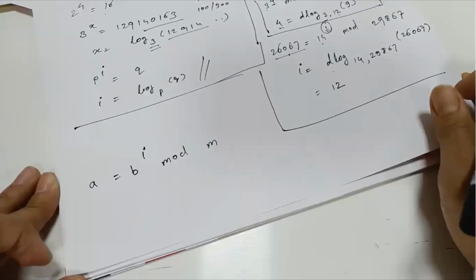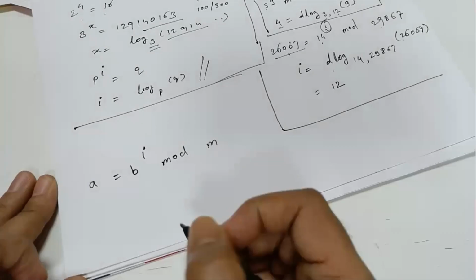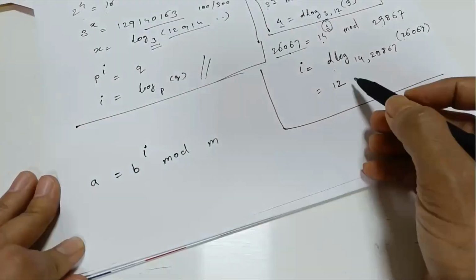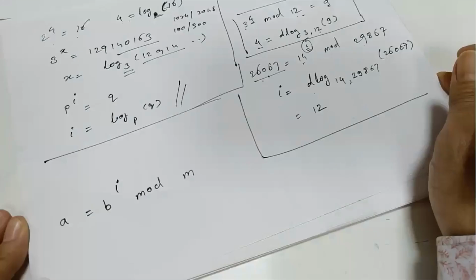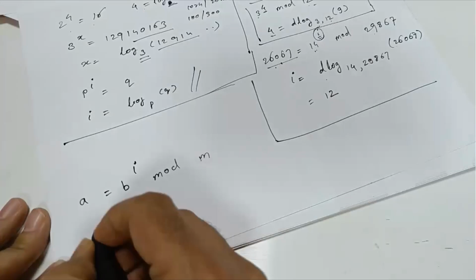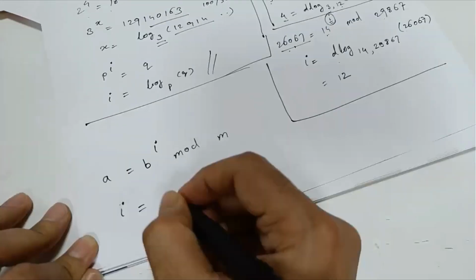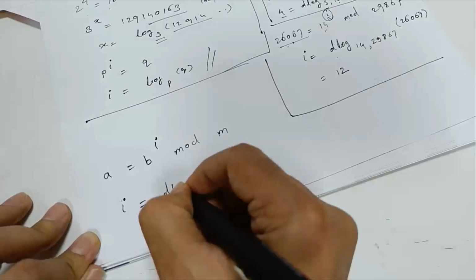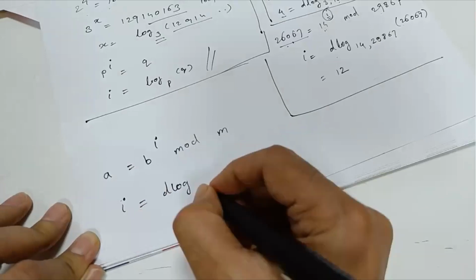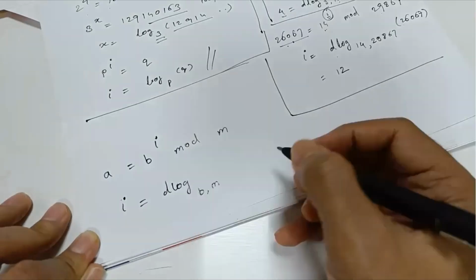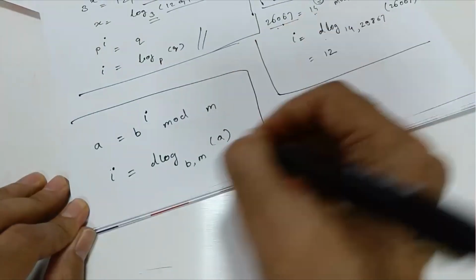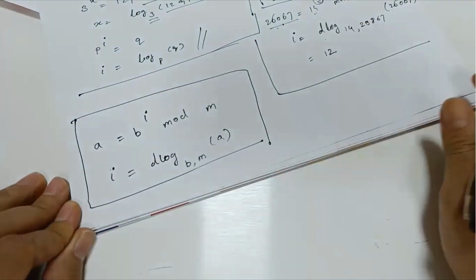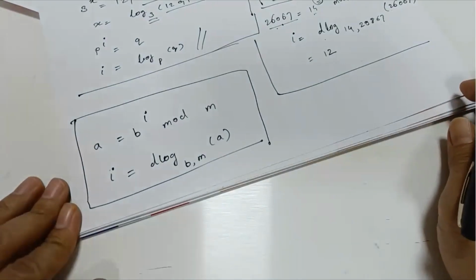Sorry, it was not on the screen. I'm just trying to generalize these terms. I'm giving this as A, this as B, this as I, and this as M. In that case, I is equal to the discrete log of A with base B and modulus M. This is the discrete log definition. Any doubts here, guys?